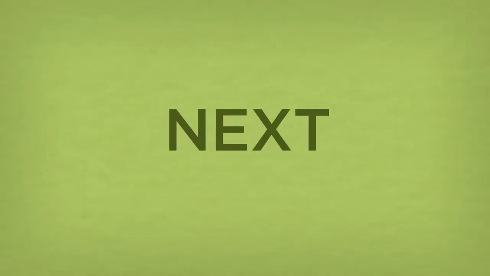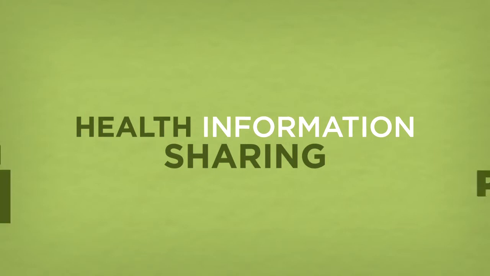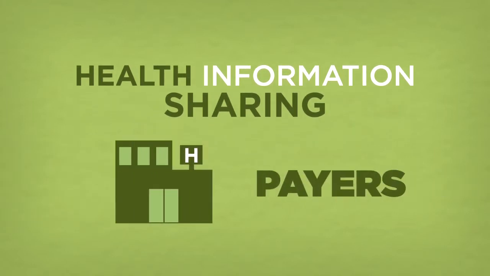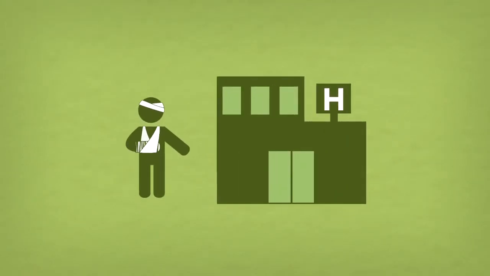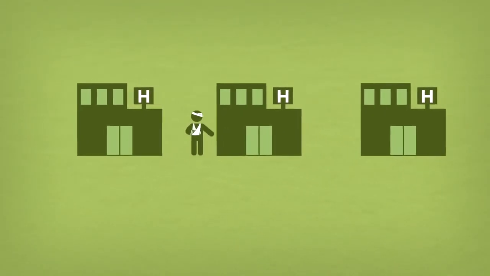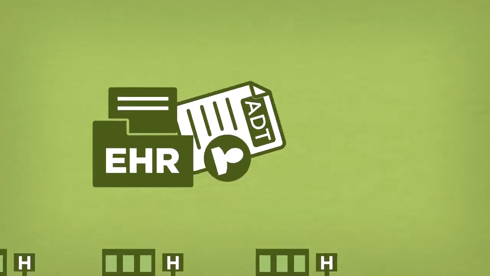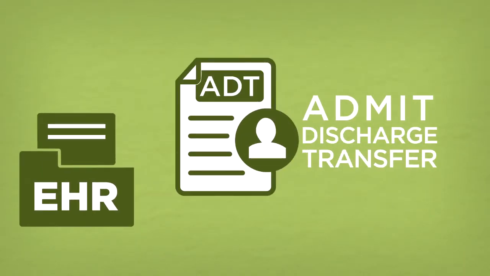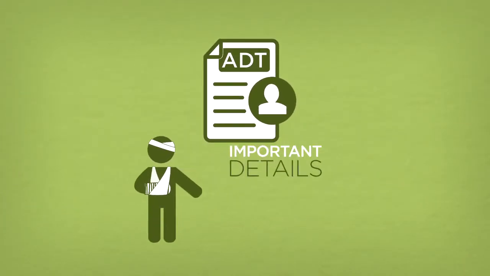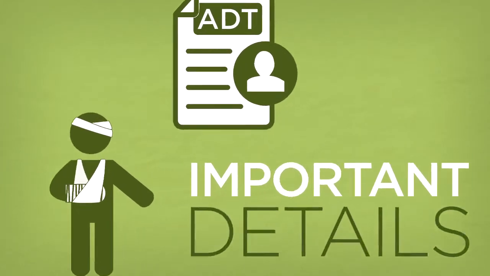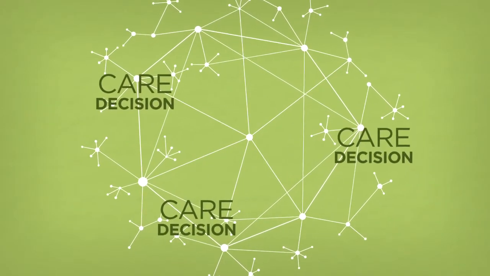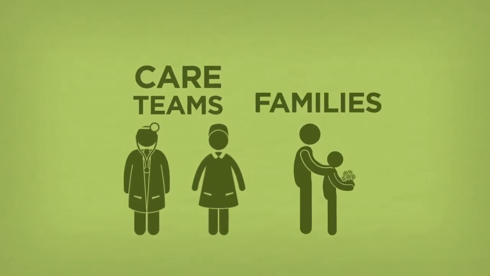Next, let's take a look at health information sharing with providers and payers. Patients transition from one provider or healthcare setting to another as the patient's healthcare needs require. These transitions trigger EHRs to generate admit, discharge, transfer messages that identify the patient along with important details that provide insight to an extremely complex set of care decisions being made by care teams, families, and the patient.